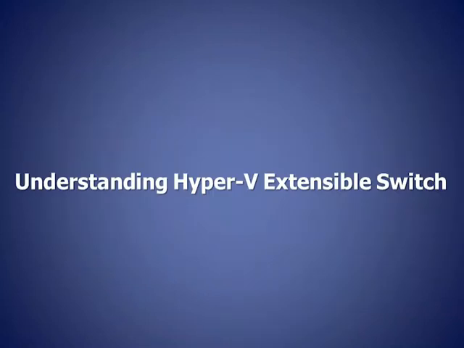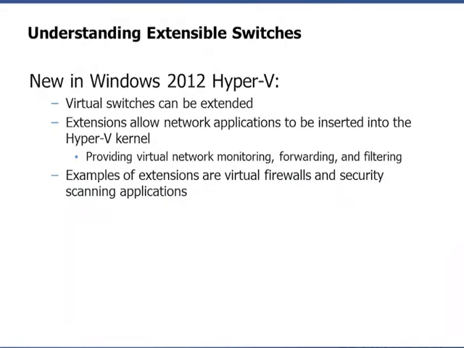We'll start this lesson off by helping you to understand what Hyper-V extensible switches are and how this new functionality can help you. This is a brand new feature in Windows Server 2012 Hyper-V. Now, your virtual switches in Hyper-V can be extended with new functionality. What this means is that new virtual network switch extensions can be inserted into the Hyper-V kernel, providing high-performance functionality such as virtual network monitoring, security, bandwidth throttling, policies, and more.